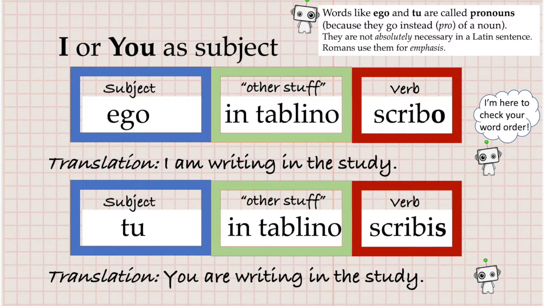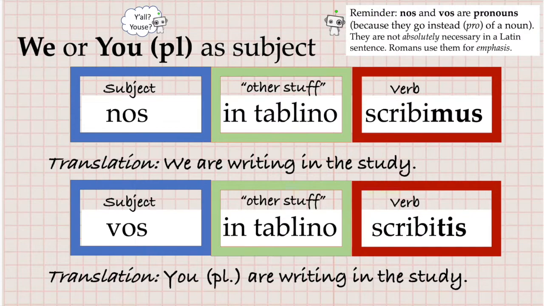Later on, we met ego and tu, meaning I and you, those pronouns, and we met sentences like ego in tablino scribo and tu in tablino scribis. Latterly, we have met nos in tablino scribimus and vos in tablino scribitis. So we are writing in the study is scribimus in tablino, and you plural, you all, are writing in the study is scribitis in tablino.